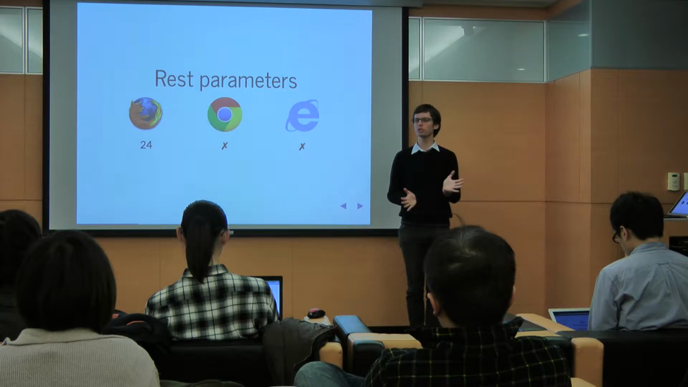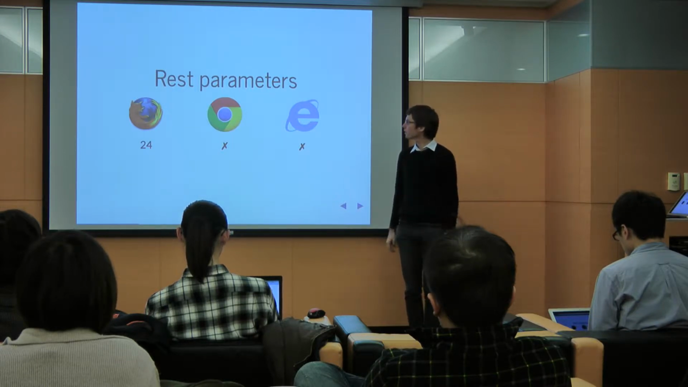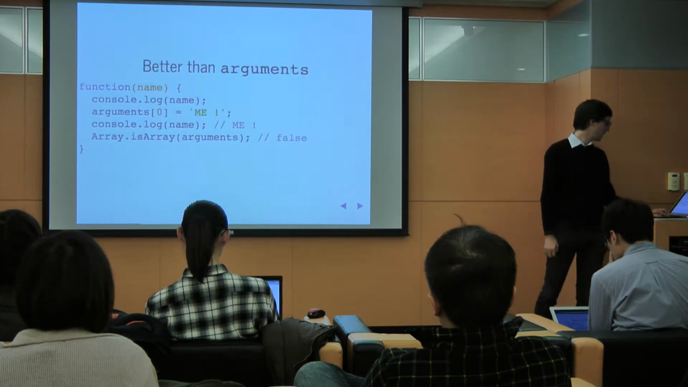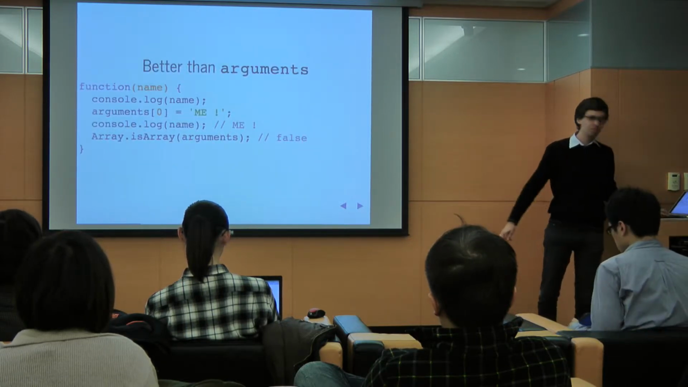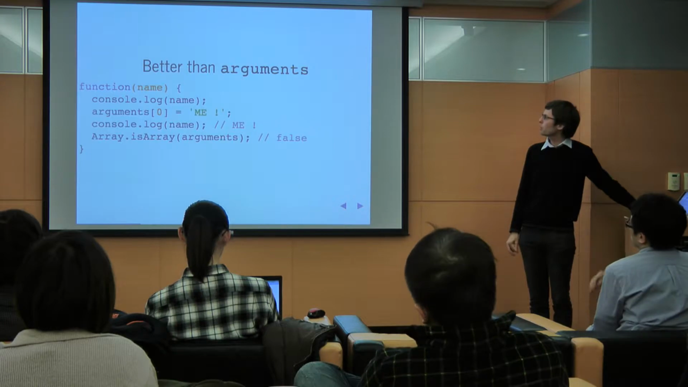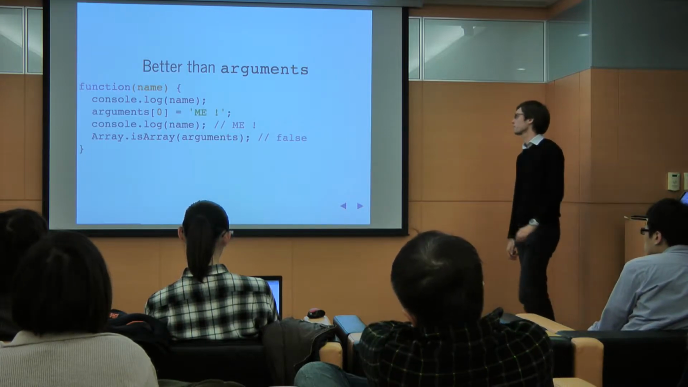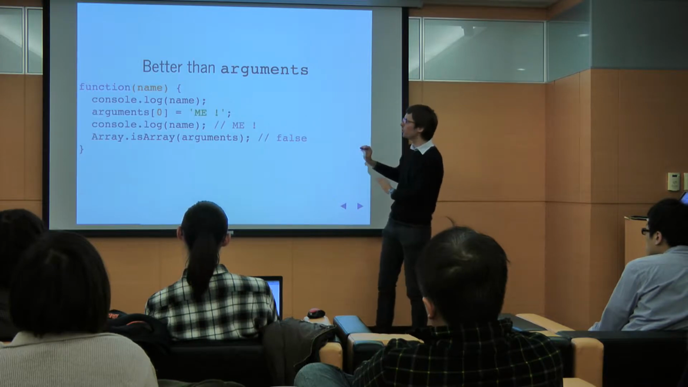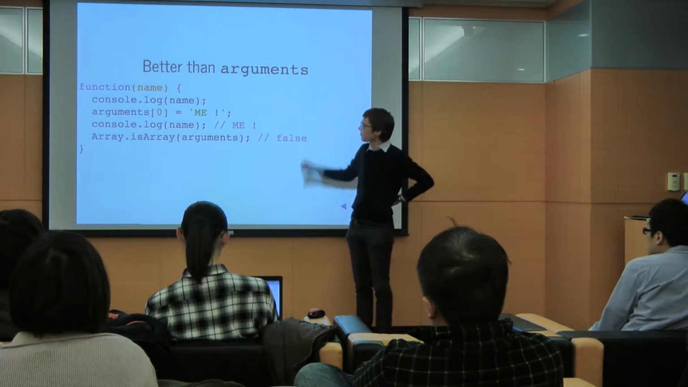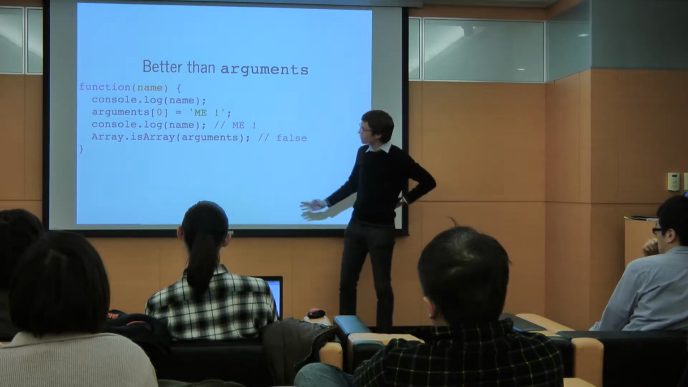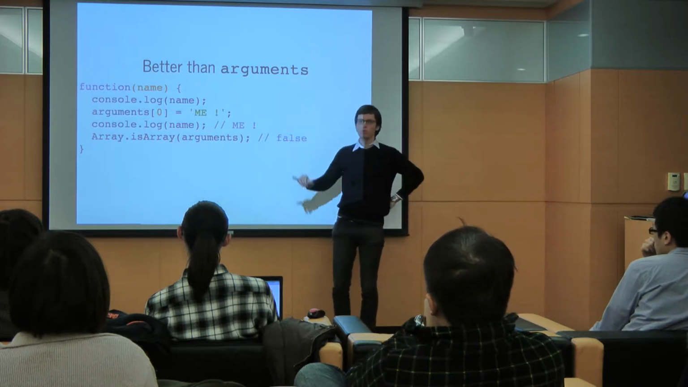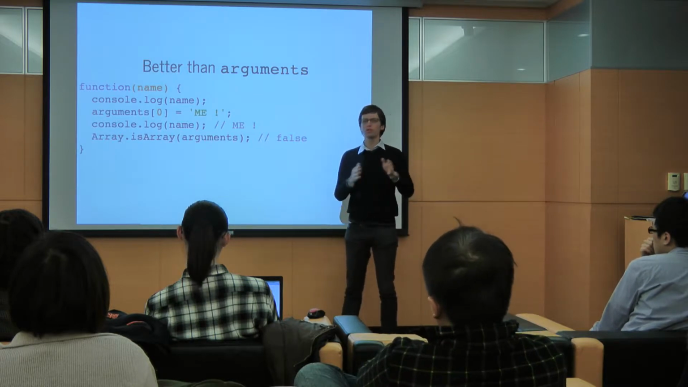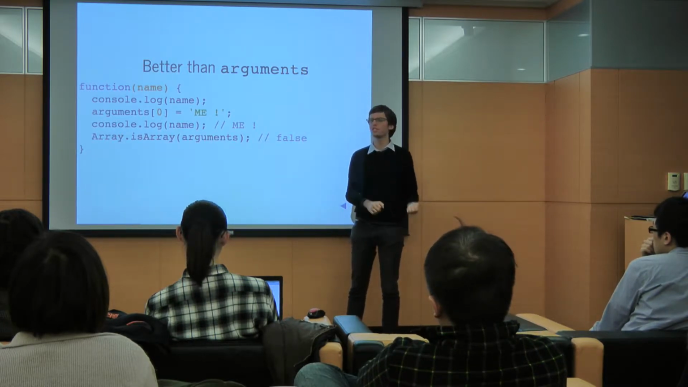Any other questions? Okay. So let's talk about rest parameters. What is this? Basically, you can use that as something better than arguments. So this is a slide just to show you how messed up arguments is. Arguments is a keyword which represents, as a kind of array, all the arguments your function has received.